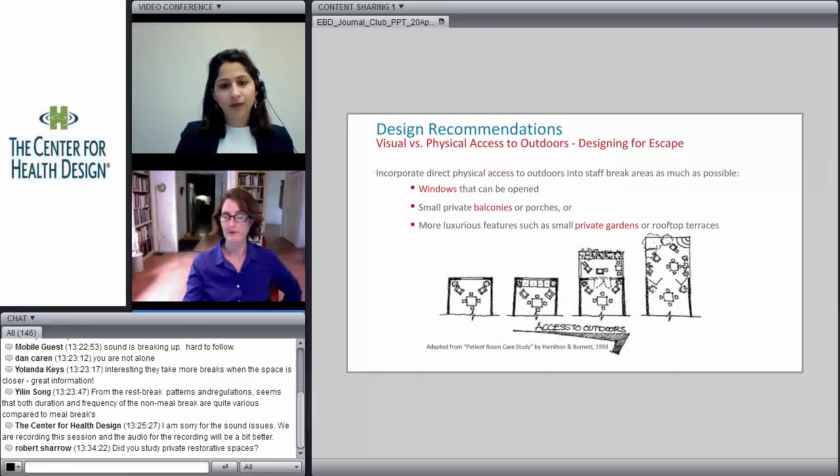And in terms of visual and physical access to outdoors, just incorporating physical access to outdoors as much as possible. It can be a window that can be opened. It can be a small private balcony or porch, and as a more luxurious feature, we can have a small private garden or rooftop terrace.